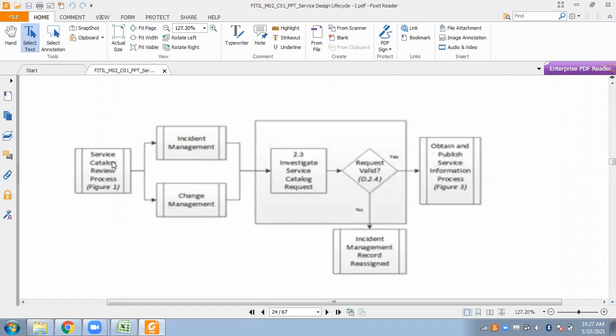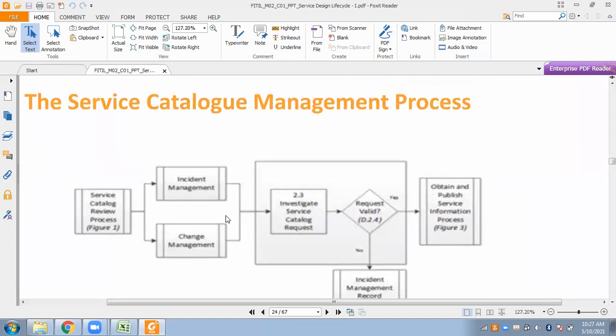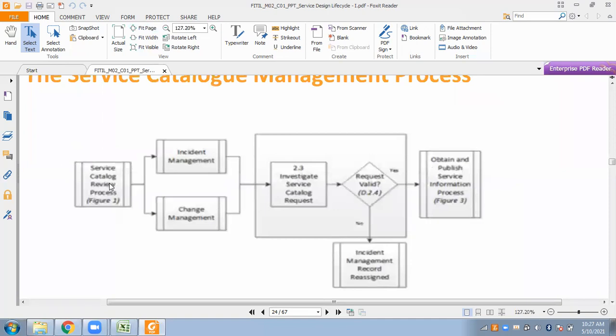Okay, so we are in the next phase now. Here is the service catalog review process. Then either there will be incident management or change management. Based on that, we have the next phase, 2.3, which is investigate the service catalog request. If the request is valid, yes, we obtain and publish the service information process, which redirects us to the third figure. And if no, then we come to the incident management record reassigned.